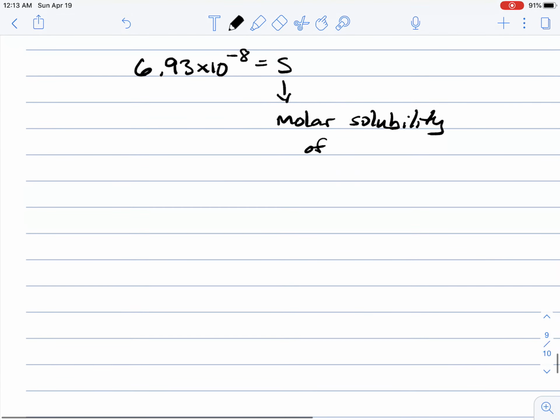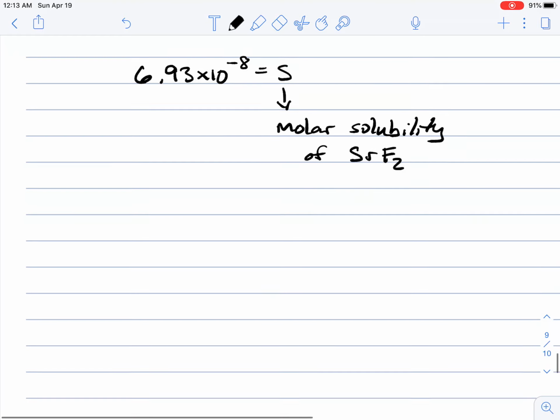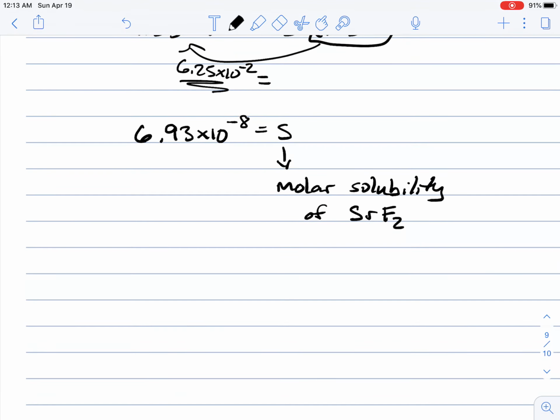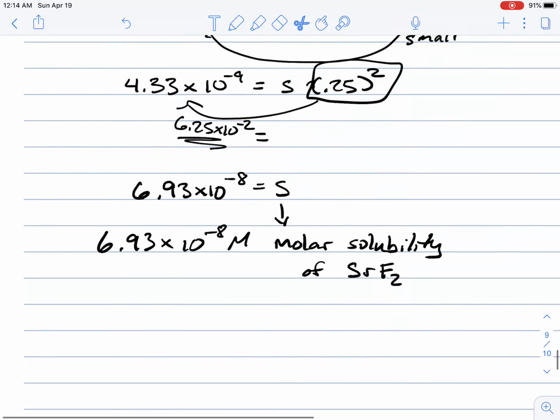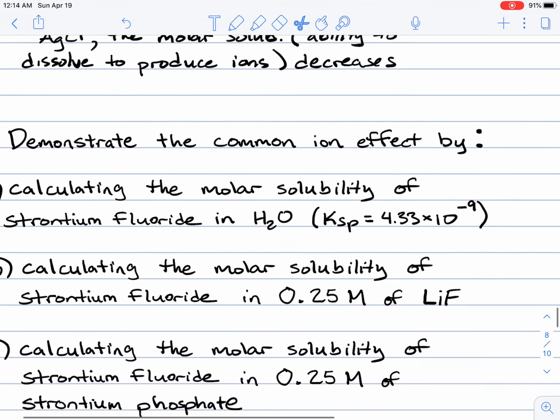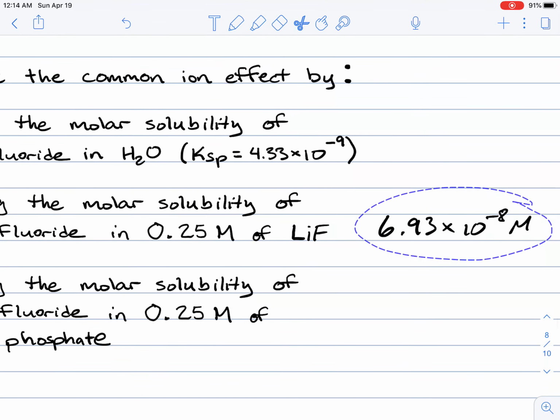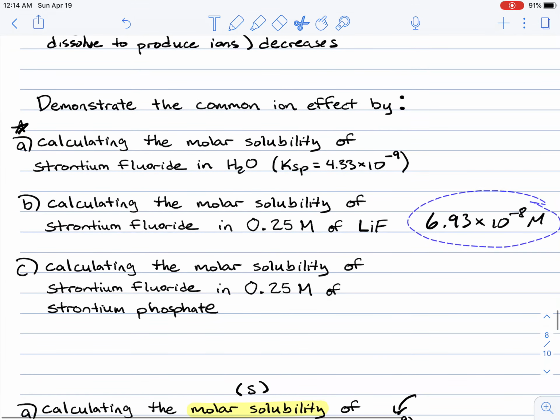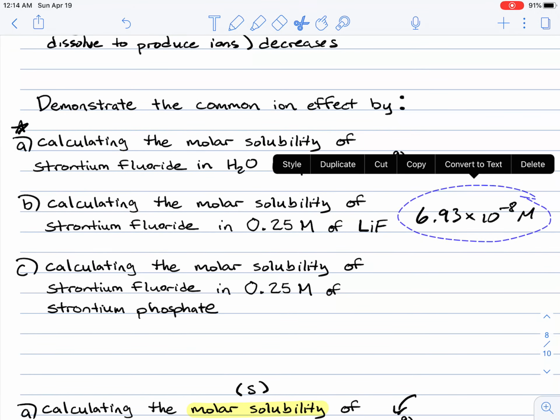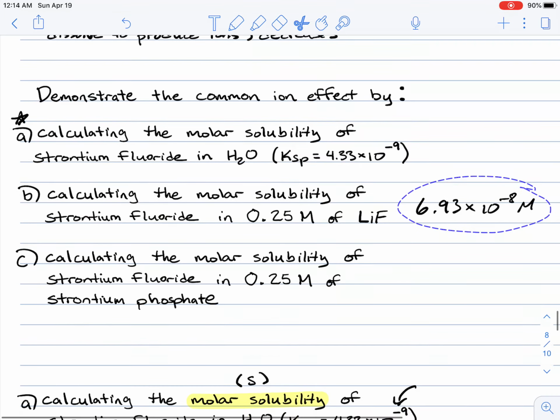Of strontium fluoride, my final answer is going to be 6.93 times 10 to the negative 8 molar. So what I'm going to do is copy this portion and paste it right next to the number. And so this is the molar solubility of strontium fluoride if 0.25 moles per liter of lithium fluoride is present in that solution.